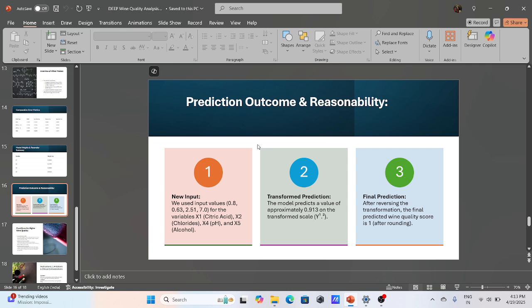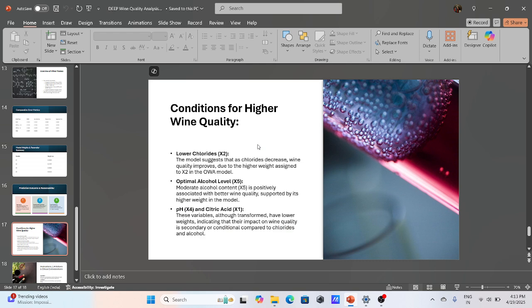Final prediction. After reversing the transformation, the final predicted wine quality was 1 after rounding. Conditions for higher wine quality: lower chlorides. The model suggests that as chlorides decrease, wine quality improves. Optimal alcohol level: moderate alcohol content is positively associated with better wine quality, supported by its higher weight in the model. pH X4 and citric acid X1.